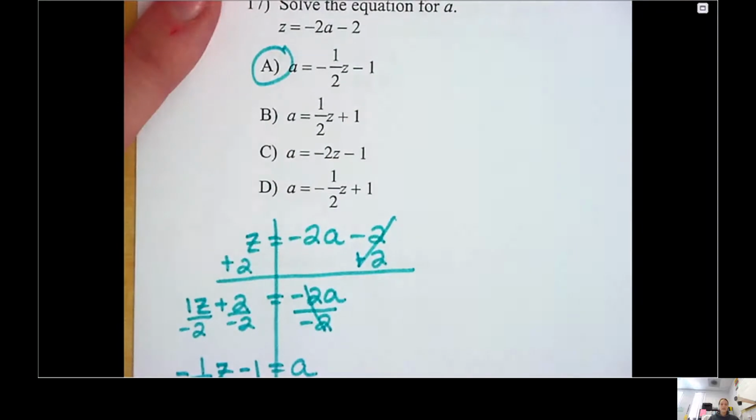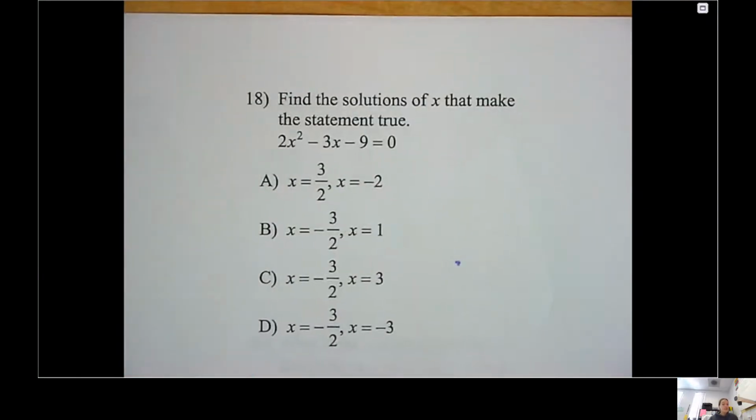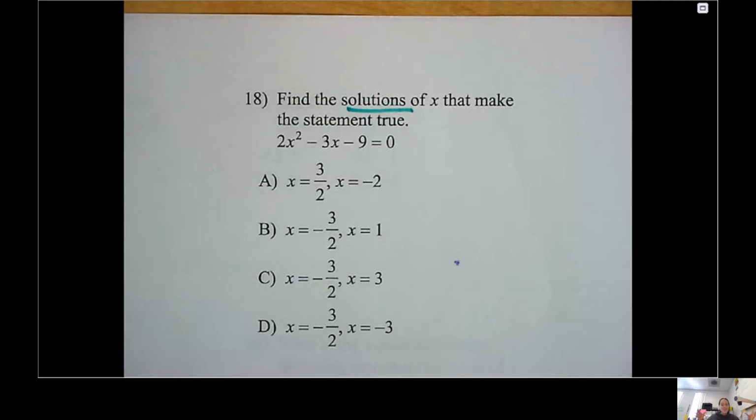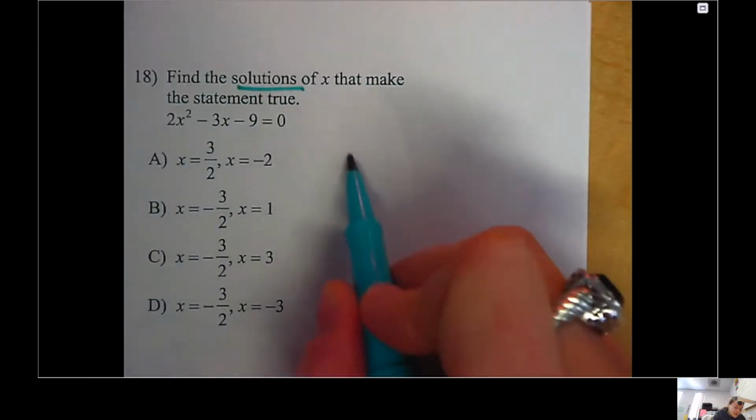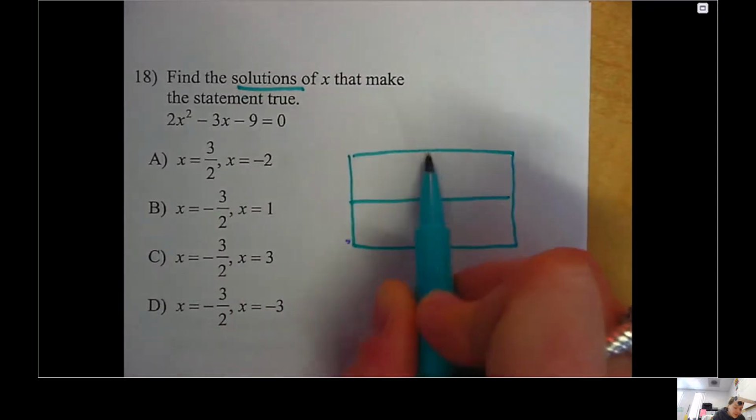Here we go. Okay. Find the solutions that make the statement true. So find the solutions means make the box. I hope you're noticing we are making this box like it's our job, aren't we? By the end of this, you're going to be very good at factoring, I hope.